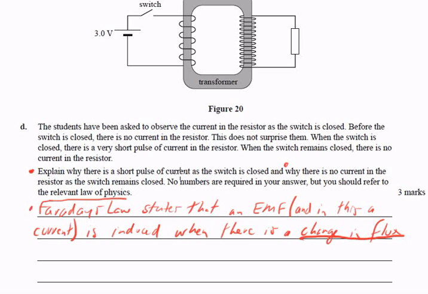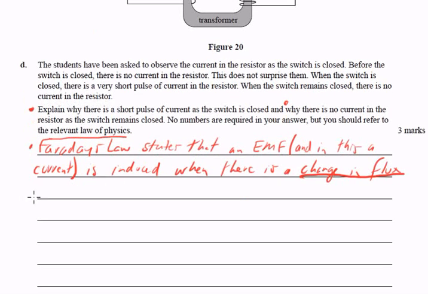1. Why is there a short pulse of current when the switch is closed? And 2. Why is there no current in the resistor as the switch remains closed, using this change in flux? Alright, dot point 2. So as the switch is closed, there's a change in flux. They say as the switch is closed, there's a very short pulse of current. So there must have been a change in flux. And where does this change in flux come from?